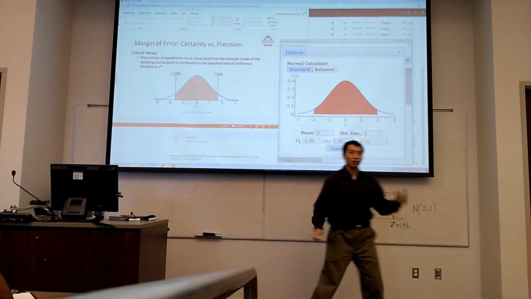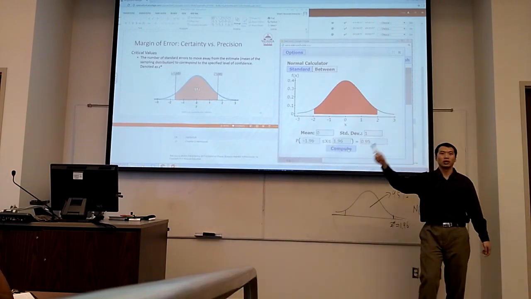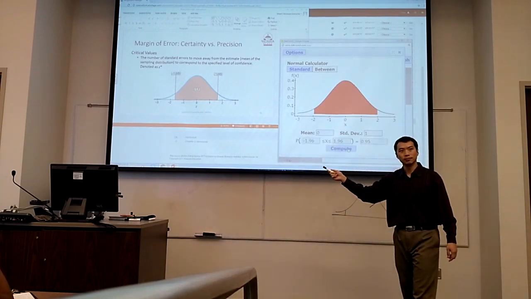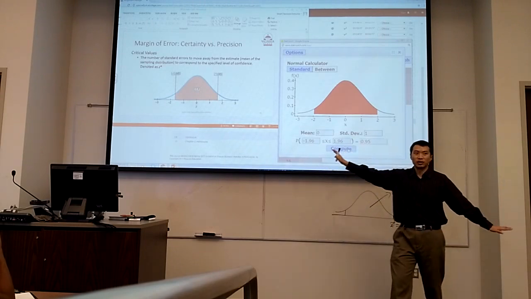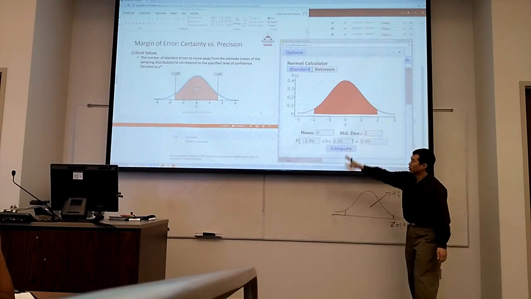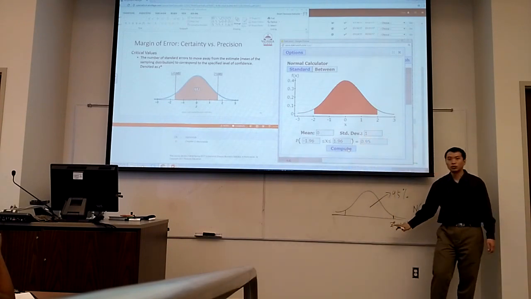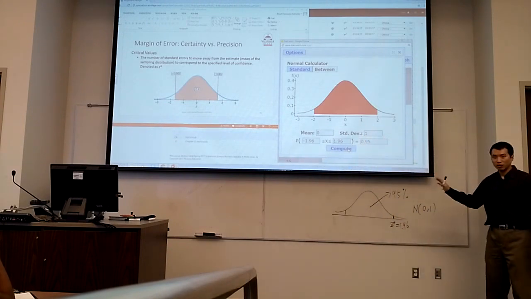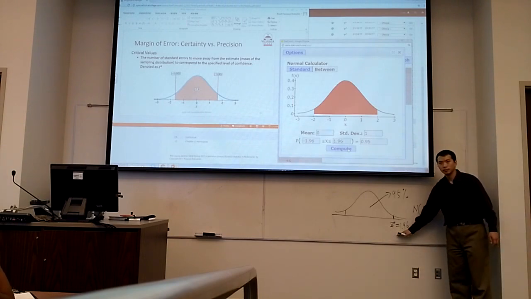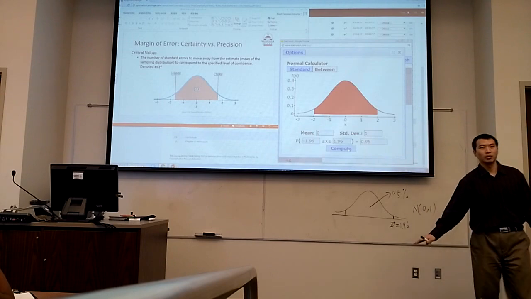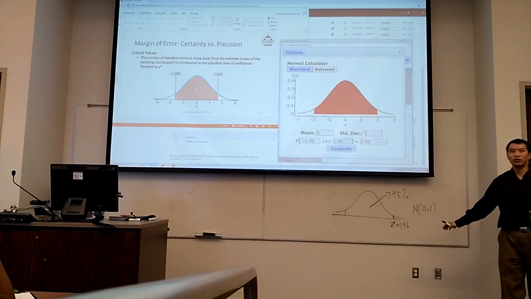So that's how we find the critical value, the Z star. Again, all our discussion is for the proportion. We will talk about the mean after finishing this proportion. So when we talk about critical value here, this critical value is for the proportion. Any questions about how to find the critical value?